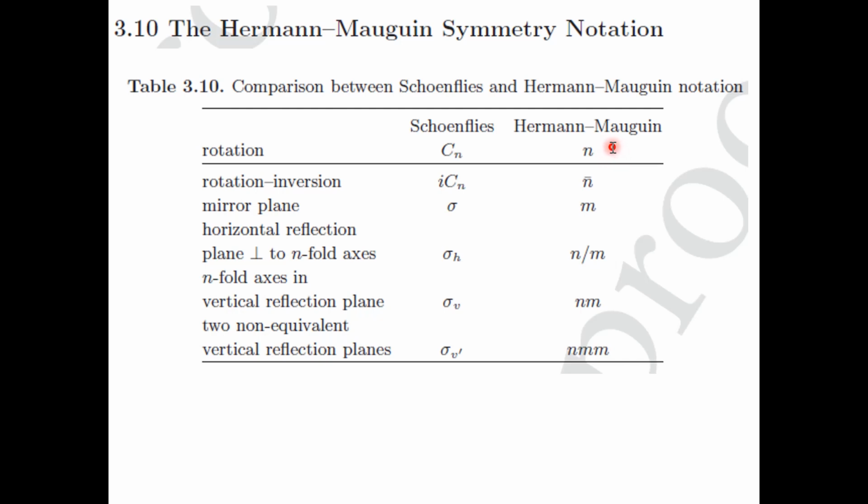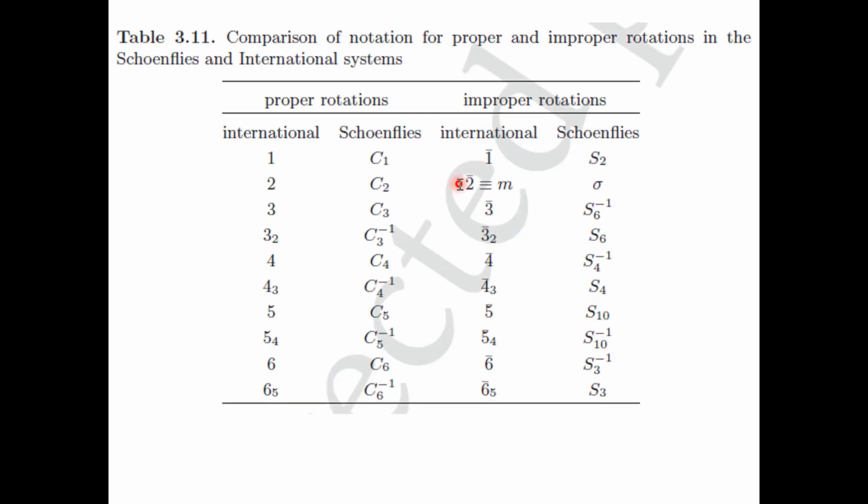But that is in the textbook, in a set of tables. So I'm just going to go through a few of them, not all of them. For instance, when you have a rotation Cn in the Schoenflies notation, in the international notation it's called simply by the letter n. A rotation inversion is n bar. A mirror plane is the letter m, and so on and so forth. These are all the possibilities that you can have. And again, these are all in different tables in the textbook, and you can go through them.